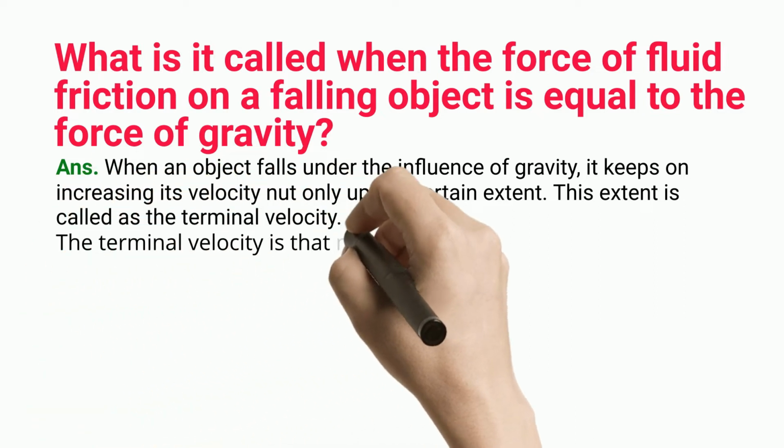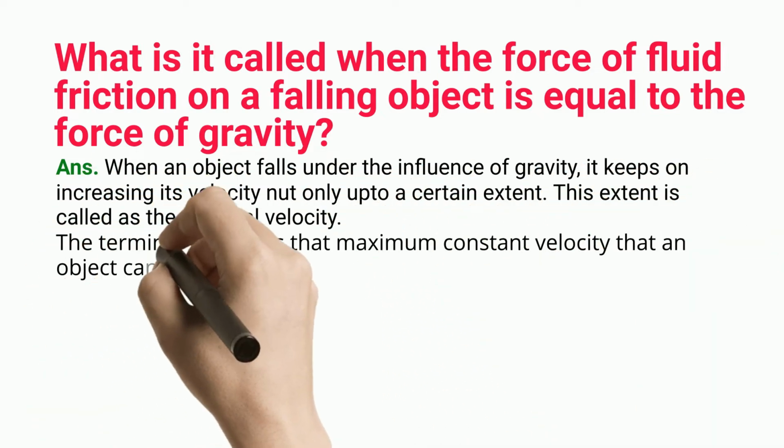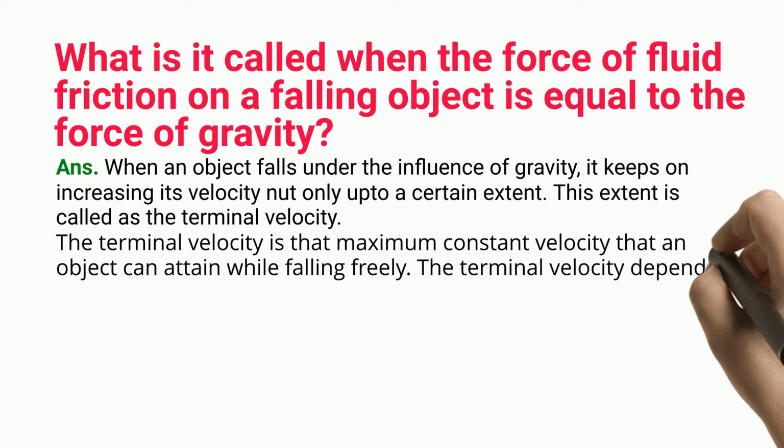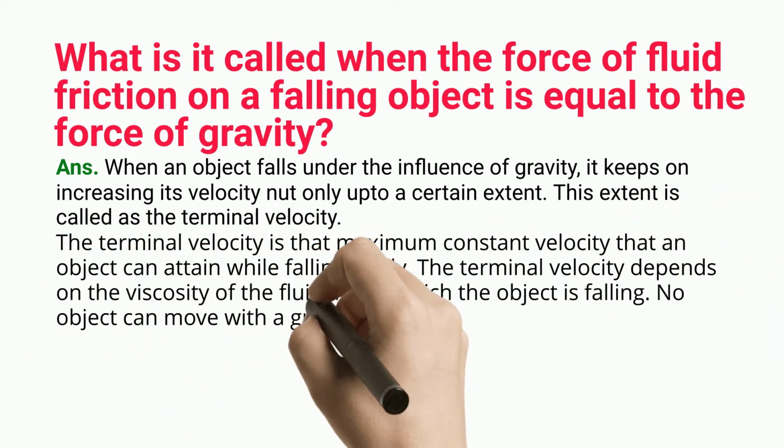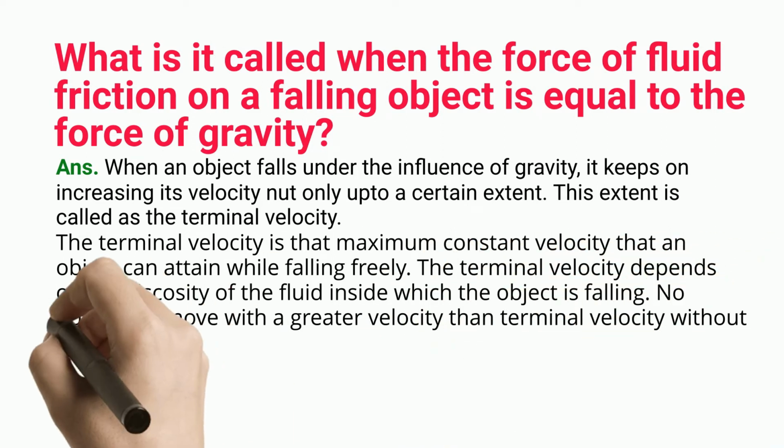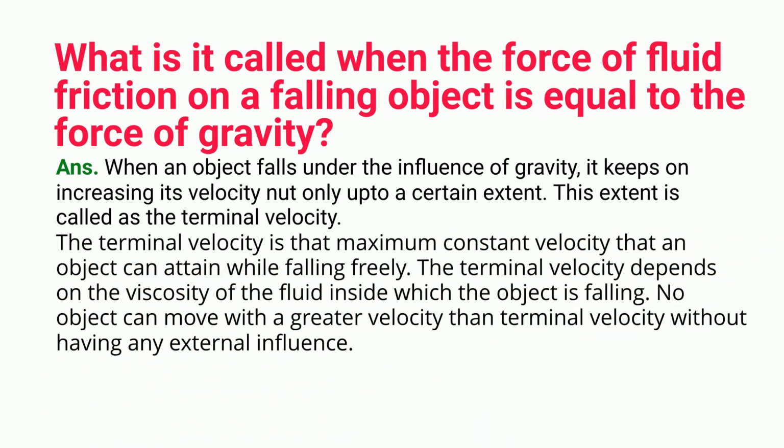The terminal velocity is the maximum constant velocity that an object can attain while falling freely. The terminal velocity depends on the viscosity of the fluid inside which the object is falling. No object can move with a greater velocity than terminal velocity without any external influence.